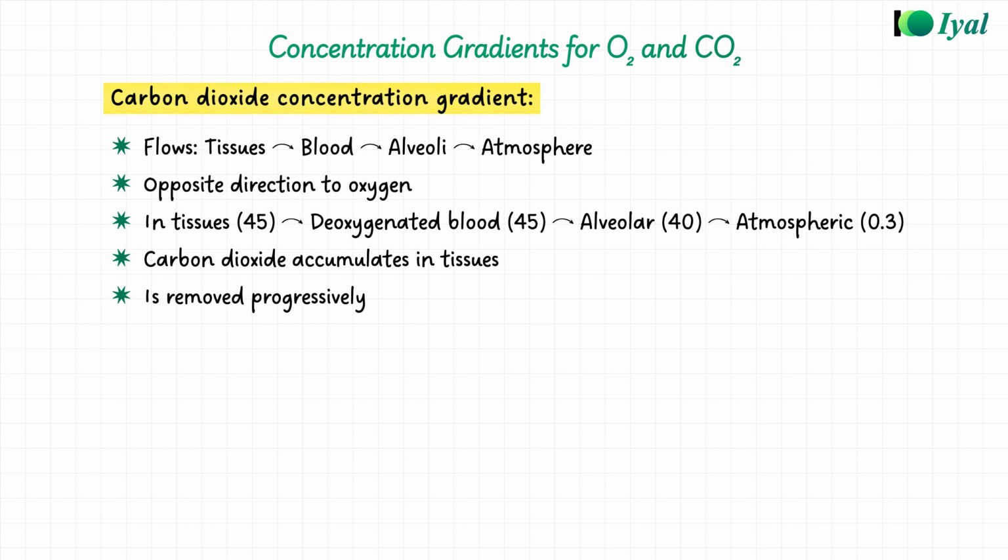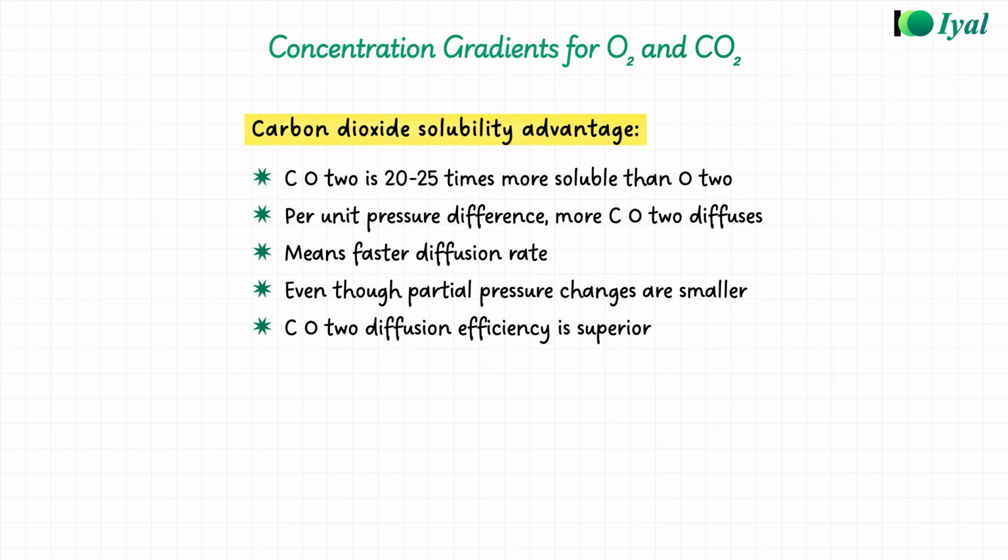Carbon dioxide is opposite. In tissues, it is 45. In venous blood, it is also 45. In alveoli, it drops to 40. In atmosphere, it is barely 0.3. So carbon dioxide flows from high pressure in tissues to lower pressure in lungs. At each step, pressure decreases slightly. This drives carbon dioxide out through the lungs and into the atmosphere. So we have a beautiful countercurrent system. Oxygen goes in one direction, carbon dioxide in the opposite direction. Both systems work together.